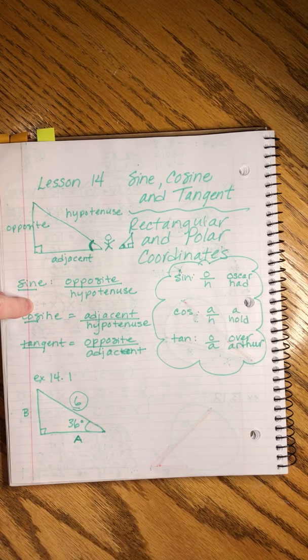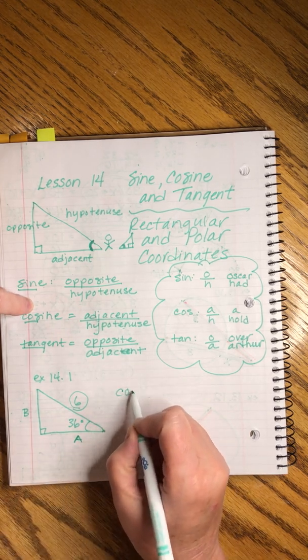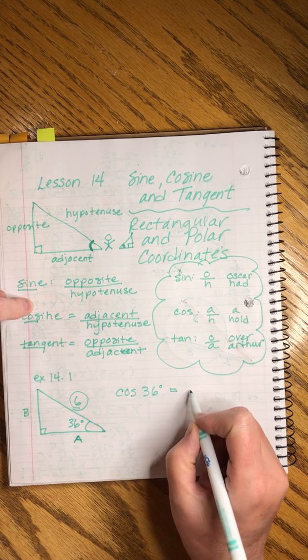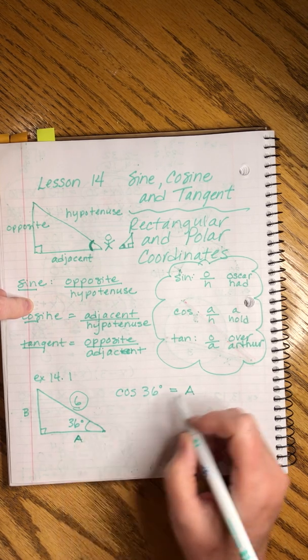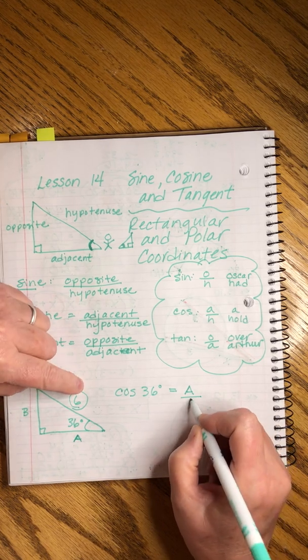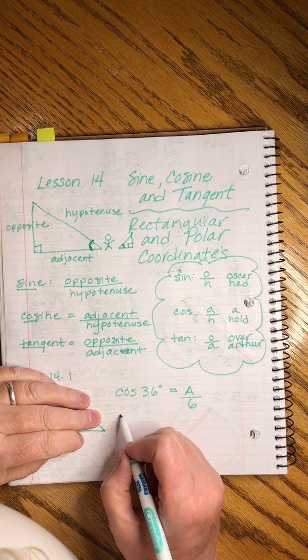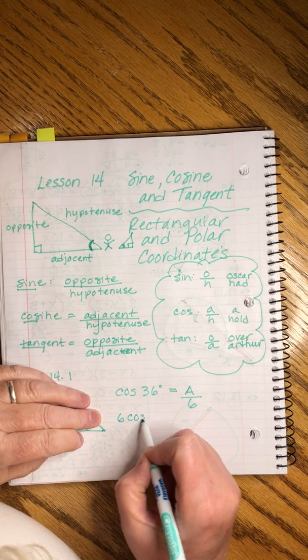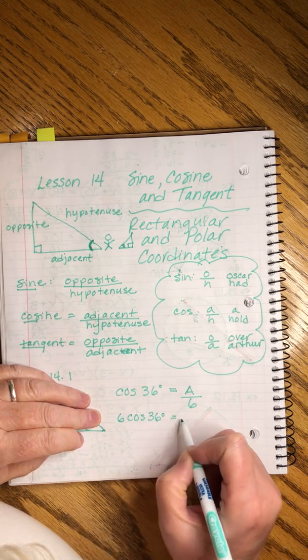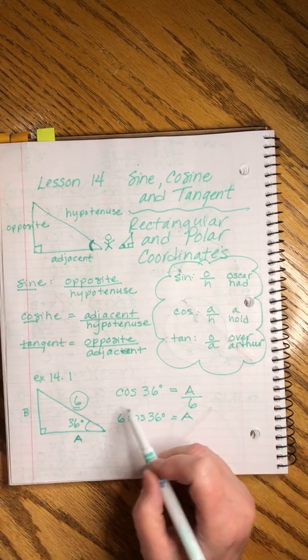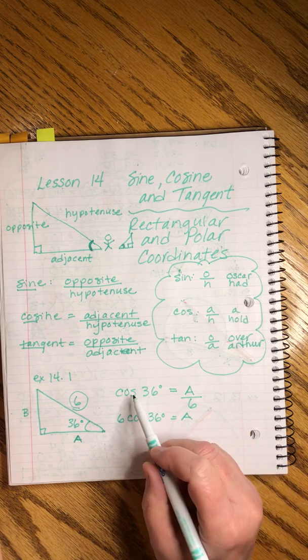A hold. So I know that the cosine of 36 degrees is going to be equal to A, the length of that side, over the hypotenuse, which is 6, right? And so to solve for this, I can say 6 times the cosine of 36 degrees equals A, right? I just cross multiplied essentially. This is over 1. So I just brought this up over here.